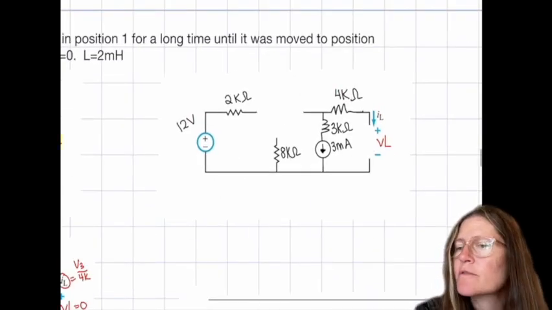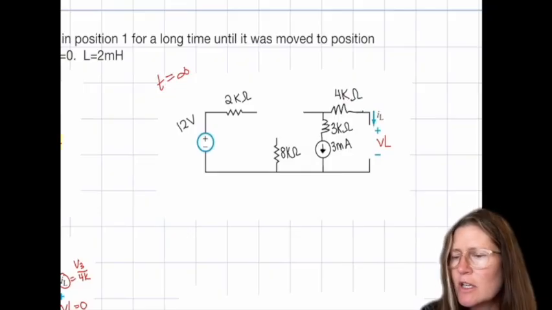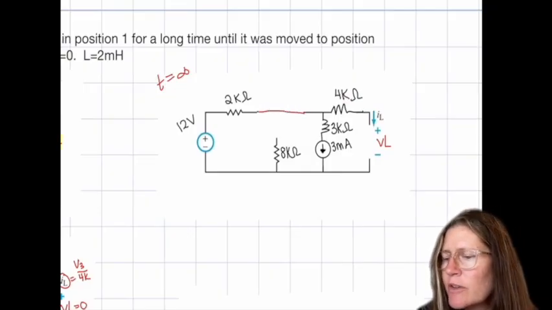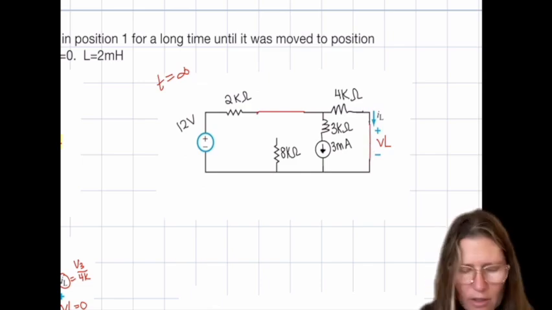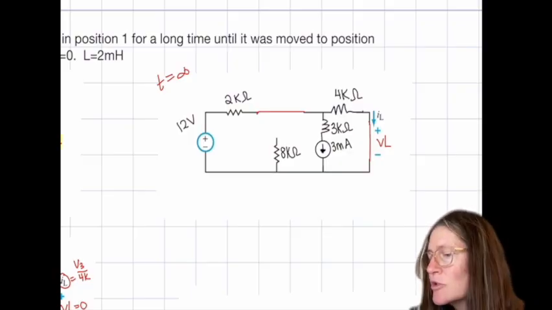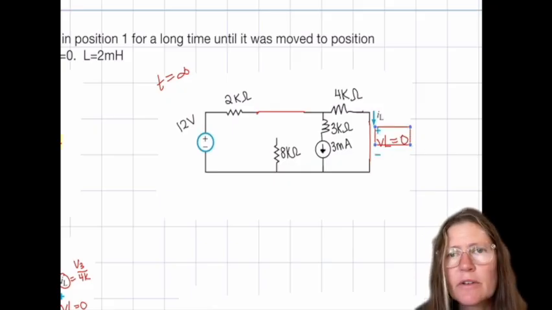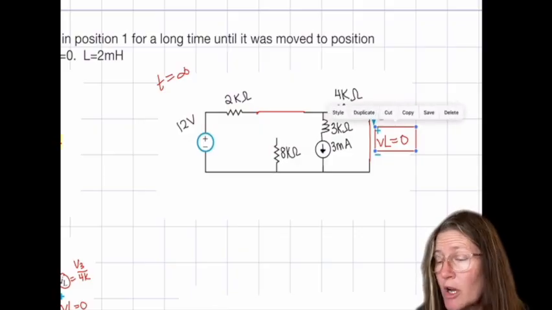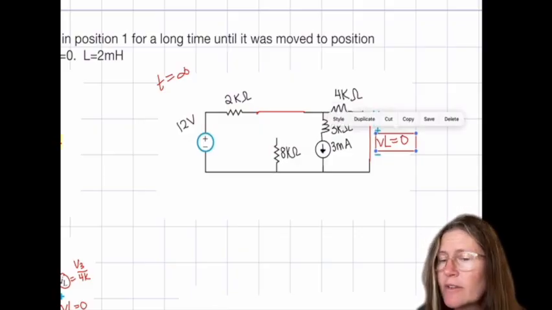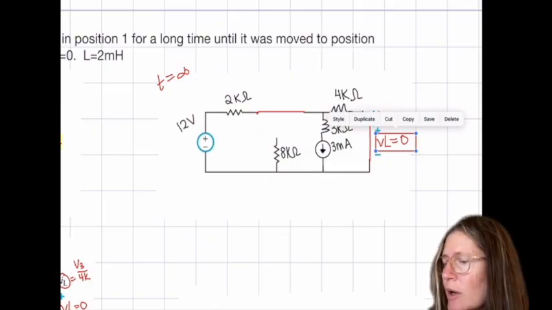So now we want to find the final time. So t equals infinity. The switch now is in this position, and this is again going to be a wire. So we note right away that VL has got to be 0 because there is no voltage drop across the wire. So that makes that value easy, the final value for VL will be 0.